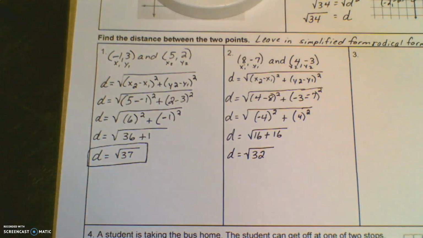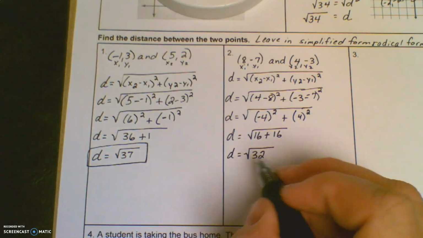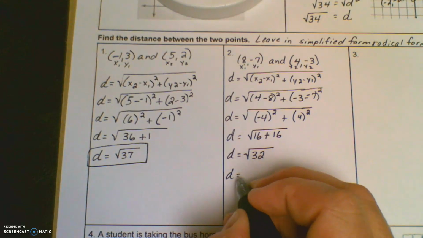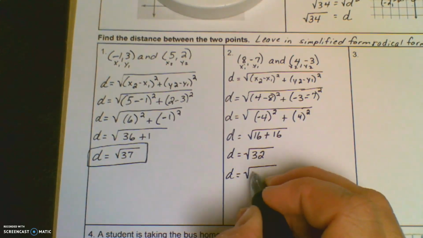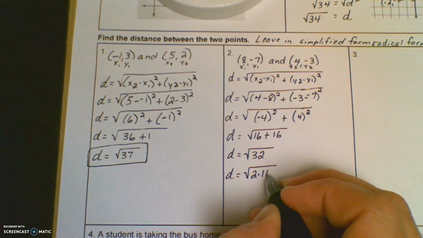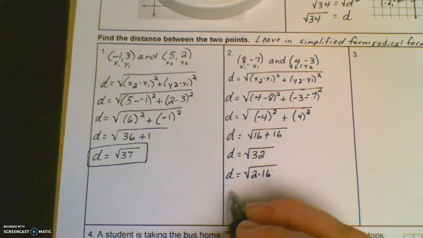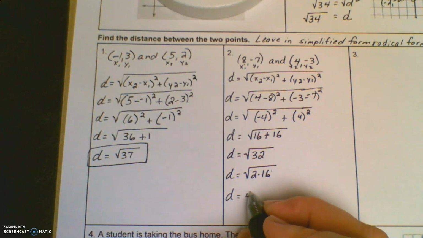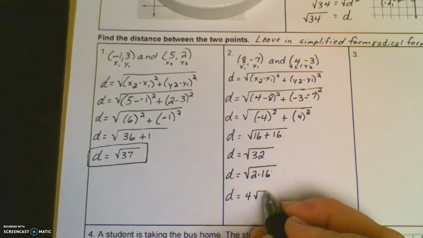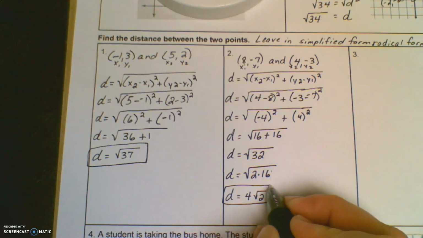This does reduce more. So if we continue to simplify the radicand, for 32 we could do 2 times 16. 16 is a perfect square. The square root of 16 is 4. 2 you can't do anything else with. So 4 square roots of 2 is equal to the distance.